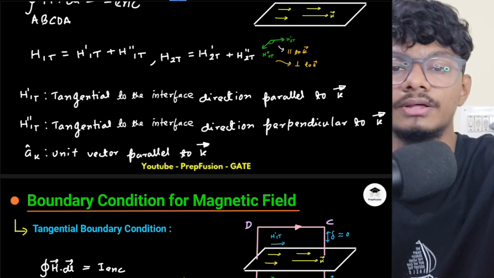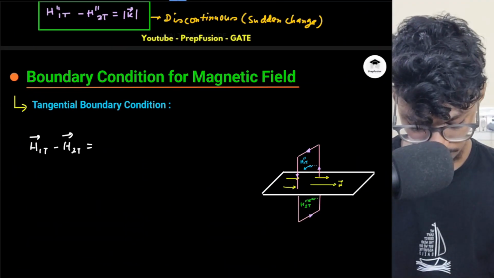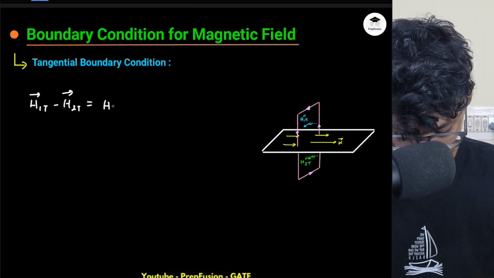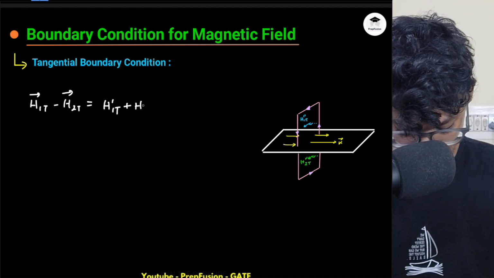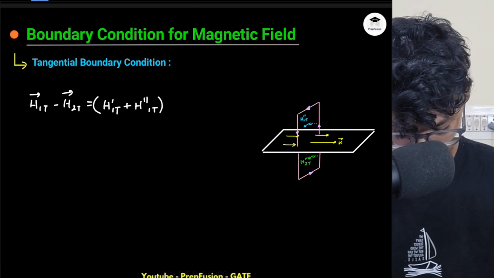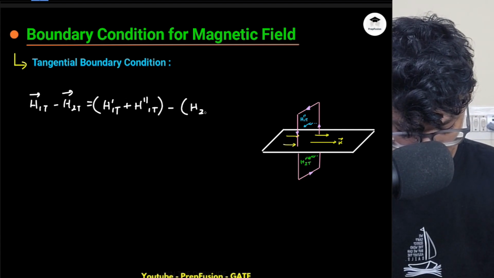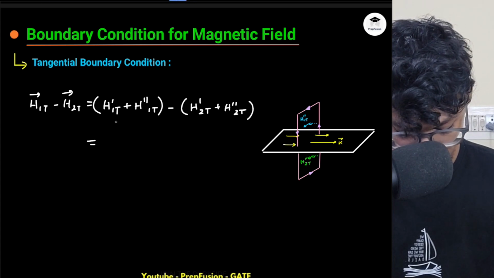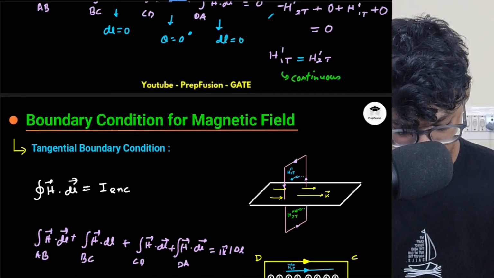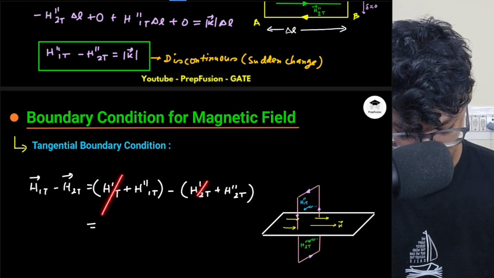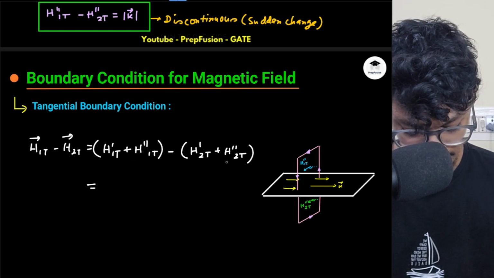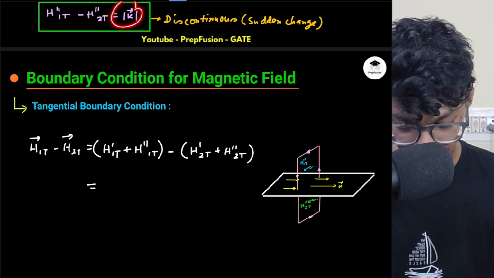So now what I can write over here is this equals H1t plus H1t minus H2t plus H2t. The important point is that this H1t and H2t are the same thing. So this will become 0, this will cancel out, and only this one will be left. So this one equals H1t minus H2t, which equals the magnitude of K.